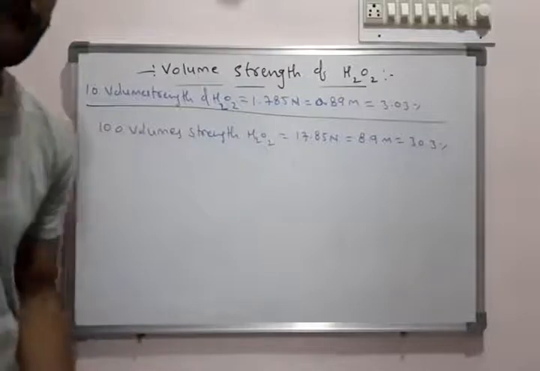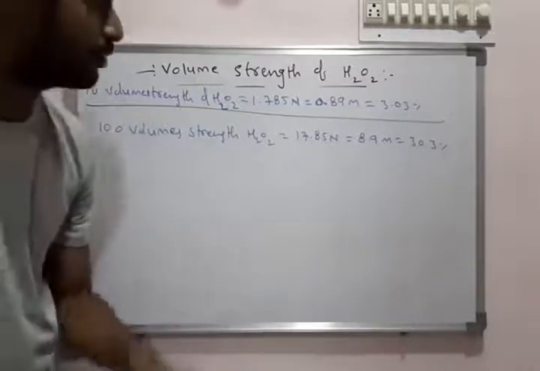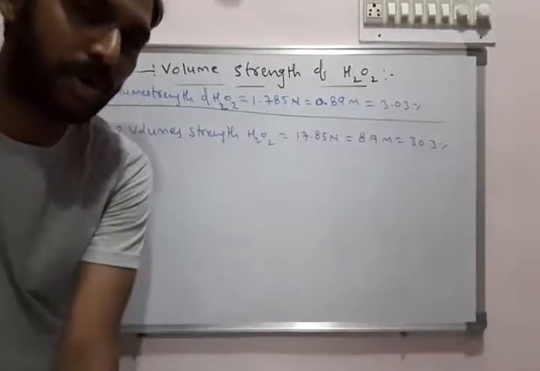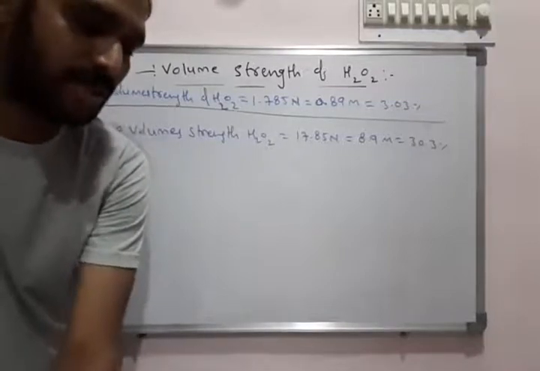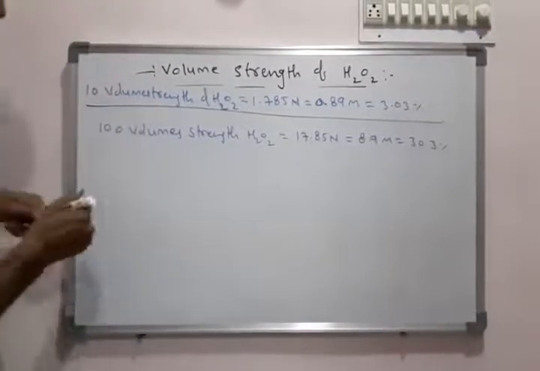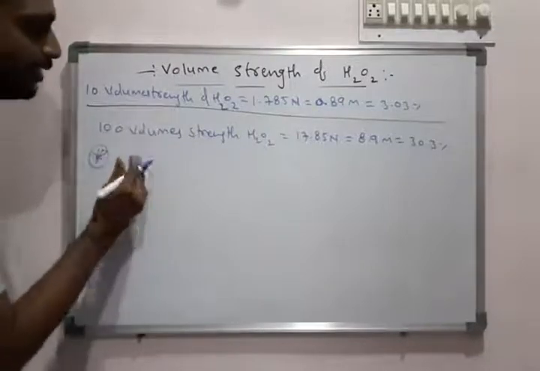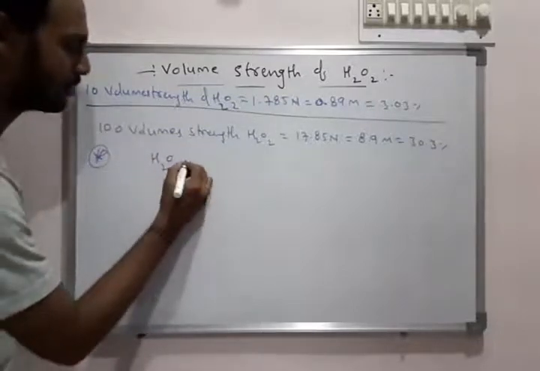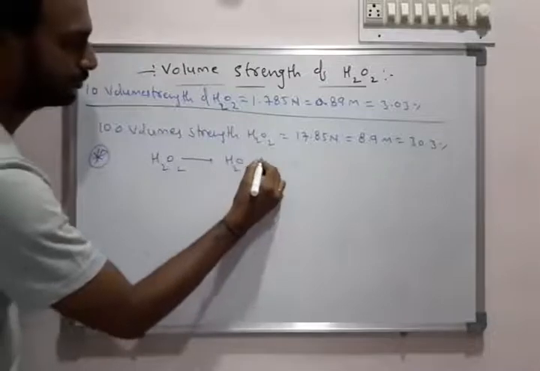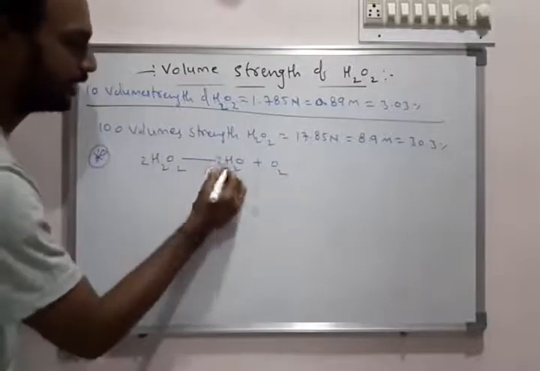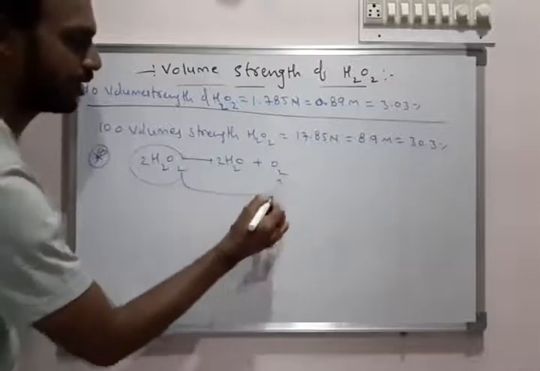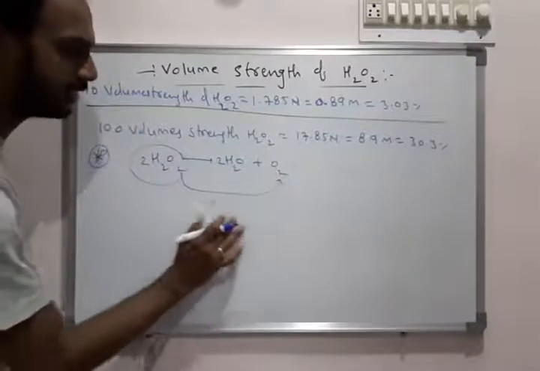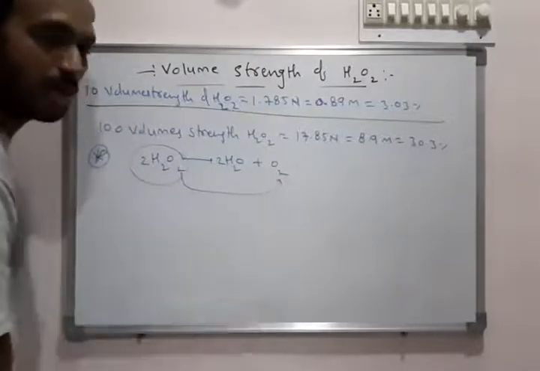If you go to the lab, you will get different types of hydrogen peroxide. What is the difference in the samples of different hydrogen peroxide? Their volume strength is different. It's a very important one. There is some other criteria to express the volume strength. What is the exact meaning of volume strength of hydrogen peroxide? We know that on the decomposition of hydrogen peroxide we will get some amount of oxygen. All samples of hydrogen peroxide do not give the same amount of oxygen.